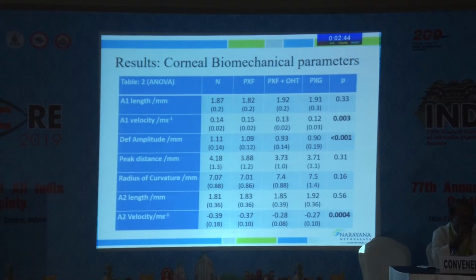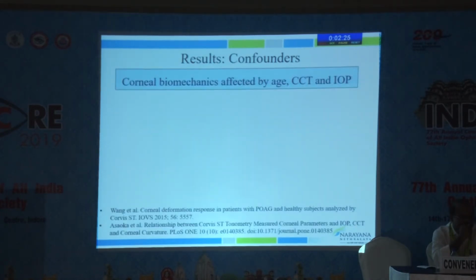Coming to the biomechanical parameters, there were 3 that showed a difference across the groups. The deformation amplitude was significantly higher in the normal and PXF group compared to the other 2 groups. That is, it was greater than 1. And the A1 and A2 velocities were also significantly different across the groups. However, we know that corneal biomechanics is affected by age, CCT, and IOP. And although in our study age and CCT were similar across the groups, IOP was not.